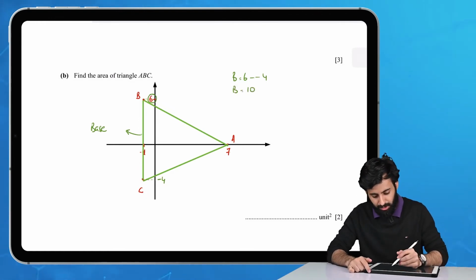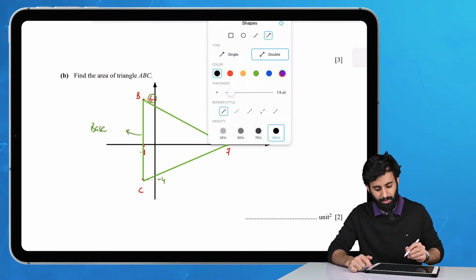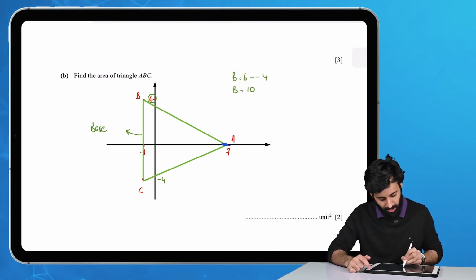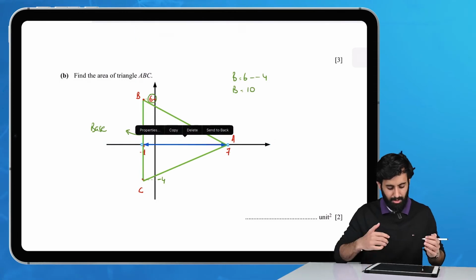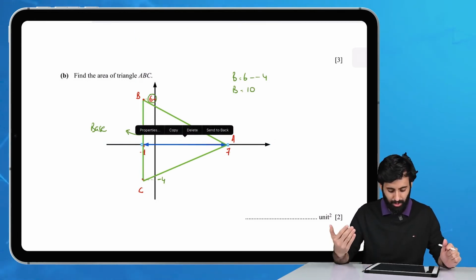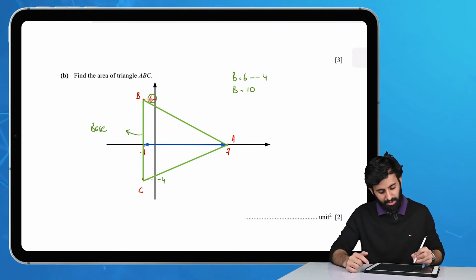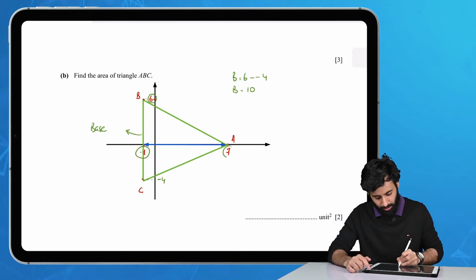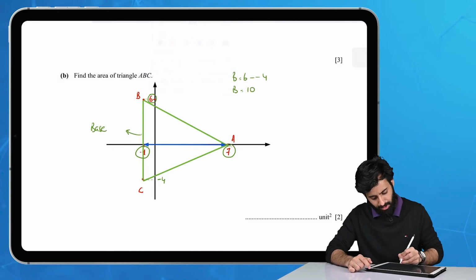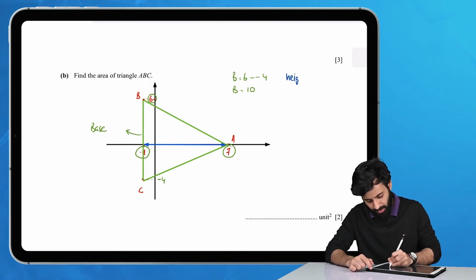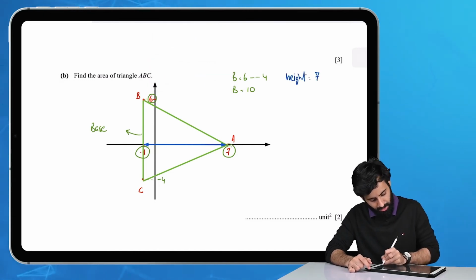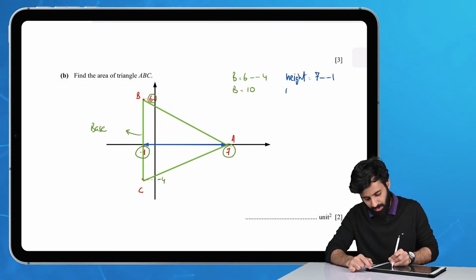As far as height goes, height is the perpendicular distance between your base and the highest point of the triangle. So this is what the height is going to be, and this length starts at -1 and goes all the way to 7. I'll do this in a different color. So height is equal to 7 minus -1, which means the height of this particular triangle is equal to 8.